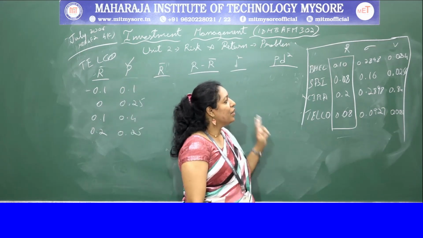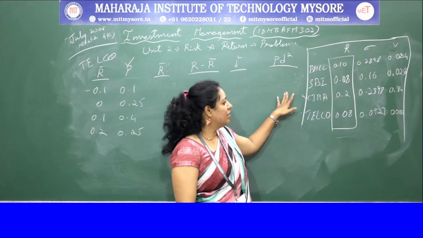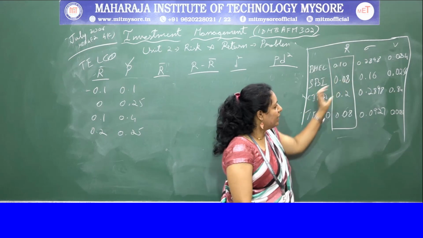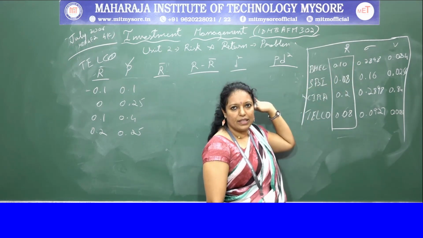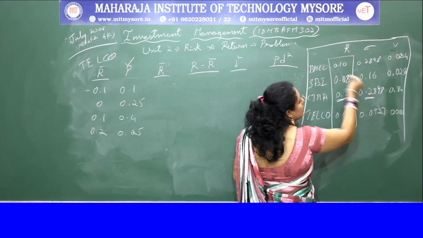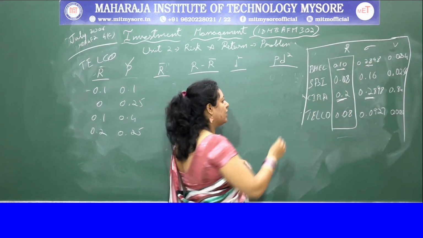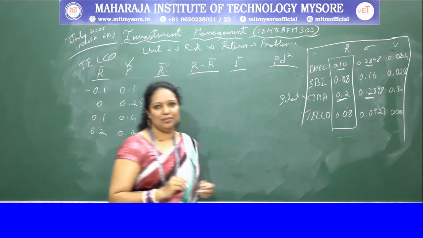Second question, they have asked which security to select if one security is selected. See here, the risk when it is compared, both Bemel and Cipla have got the common risk, but Cipla has got higher return when compared to the same risk, and Bemel has got lesser return when compared to the same risk. So we are going to select Cipla company.